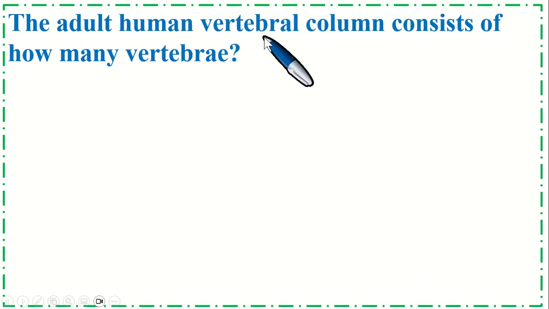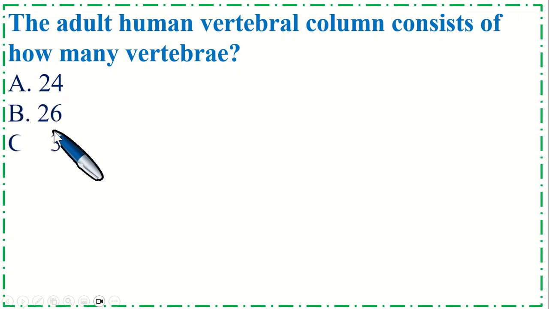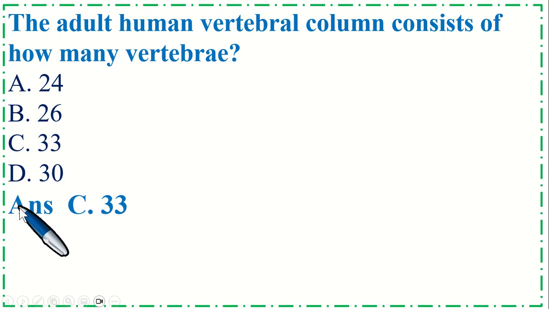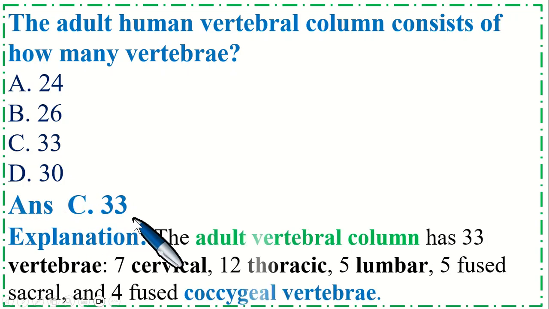The adult human vertebral column consists of how many vertebrae? Option A 24, B 26, C 33, and option D 30. So the correct option is C 33. The adult vertebral column has 33 vertebrae: 7 cervical, 12 thoracic, 5 lumbar, 5 fused sacral, and 4 fused coccygeal vertebrae.